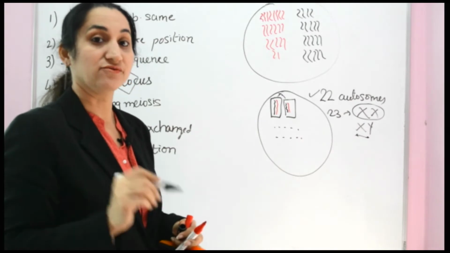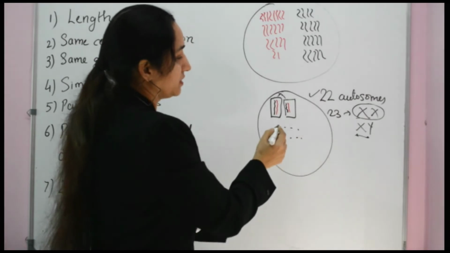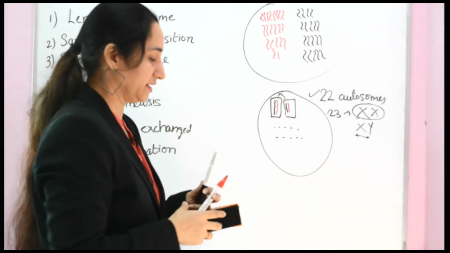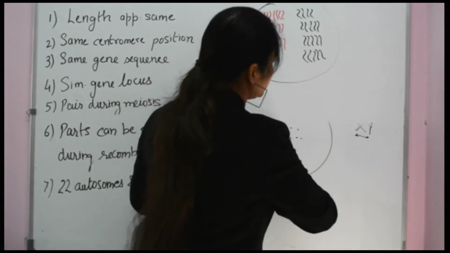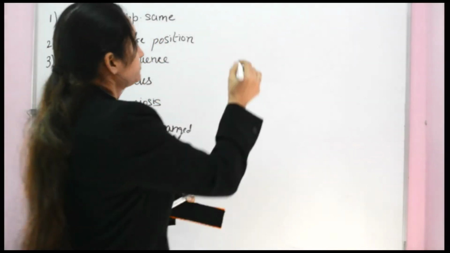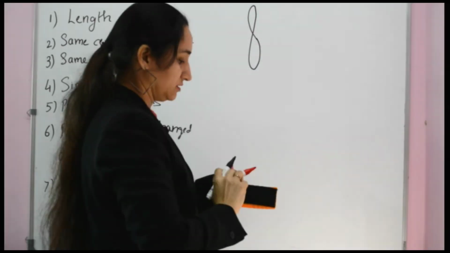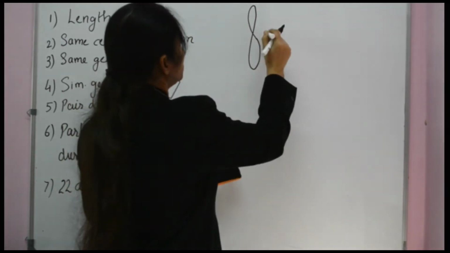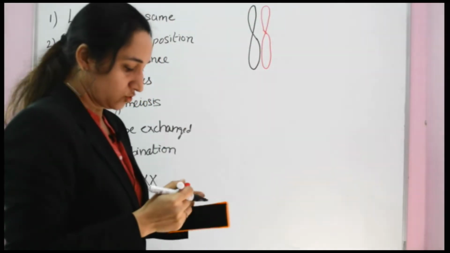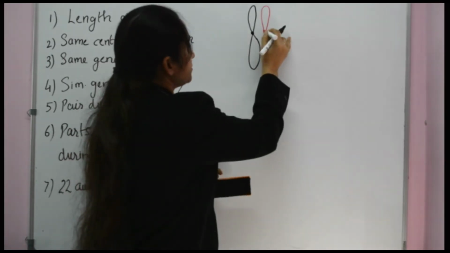Now let us understand why we are saying that this is a homologous pair, this is a homologous pair, but this is not a homologous pair. There might be some reason behind it. Let us understand that reason. Let us suppose this is a chromosome contributed by father and this is a chromosome contributed by mother. This is the centromere position. This is the centromere position.